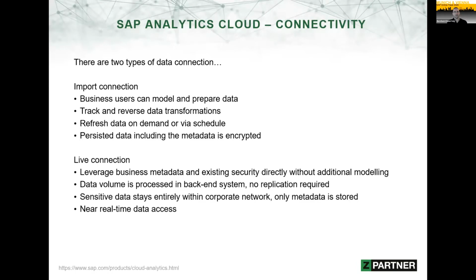So first off, it doesn't matter if you are creating a story or an analytic application. The first thing you will need is connectivity to some backend system. And basically, there are two types of connections. So first, you could import the data. This means the data will be actually transferred from your backend system into the cloud, and the data is stored there. And the second kind of connectivity is the live connection. Here, you do not need to transfer or replicate the data, but you access it live, which means that sensitive data never leaves your corporate network or your firewall, and only metadata is transferred and stored.